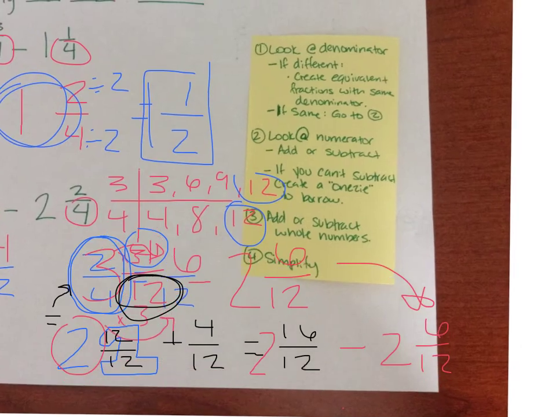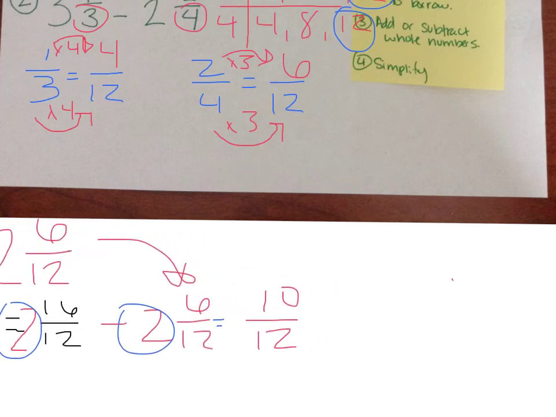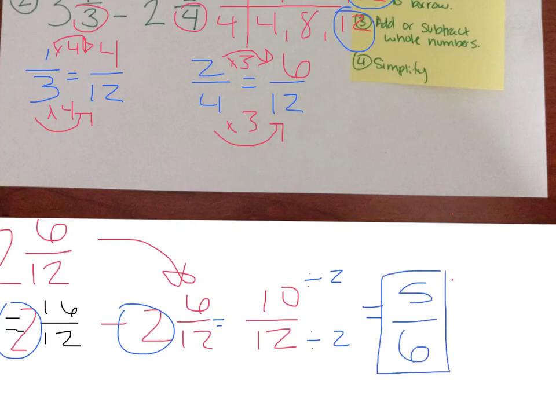Now we look at our numerator because our denominators are the same. So we can go back up to our top, look at the denominators. Our denominators are the same, so we can just subtract. 16 minus 6 is 10, and our denominator stays the same. And we look at our whole numbers. 2 minus 2 is 0. So 10/12 is almost done. We're going to simplify it. We know that we can simplify this because they're both even numbers. So we can divide our top and bottom by 2. So we are equal to 5/6. So this is our final answer.